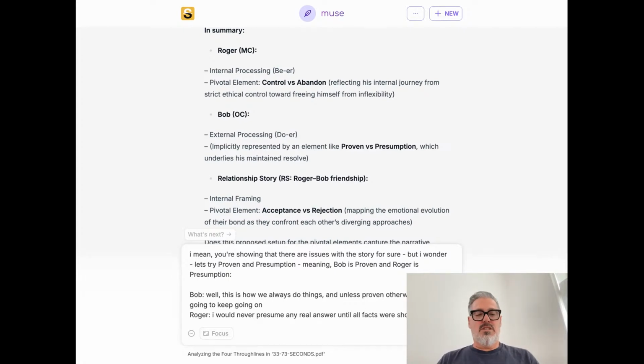So you can see there are two sides of the same coin. One is proven, it's just what we do. And the other guy's like, "Well, no, I would never presume." And then at the end, I haven't really proven it. Or is it the other way around?